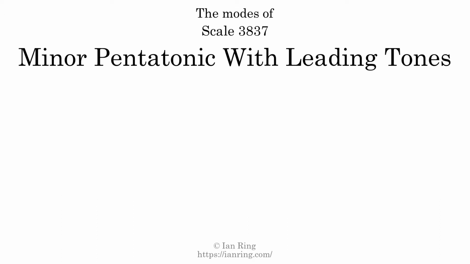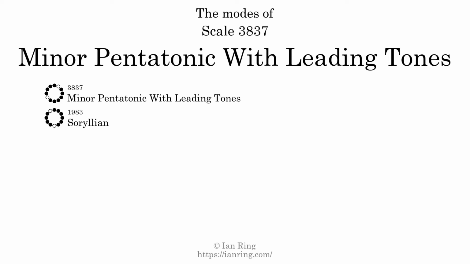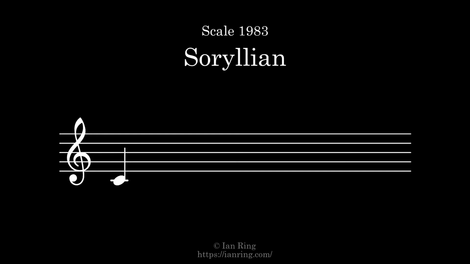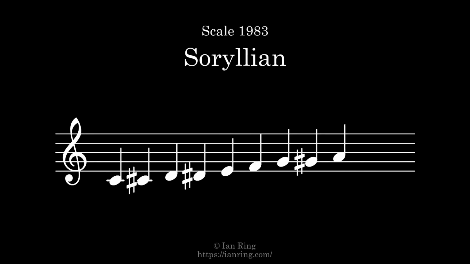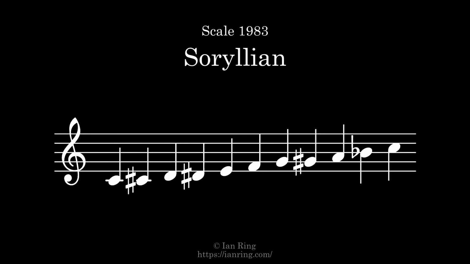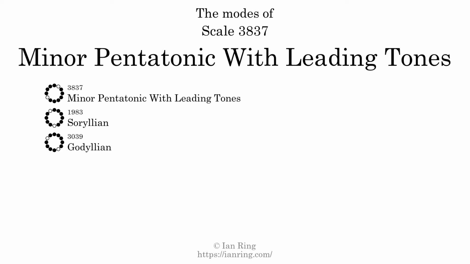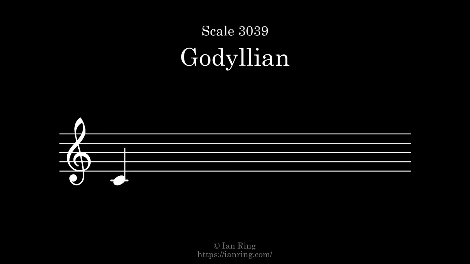This scale has 10 modes. The first mode is itself. The second mode is scale 1983, also known as Cyrillian. It sounds like this. The third mode is scale 3039, also known as Gadillion. It sounds like this.